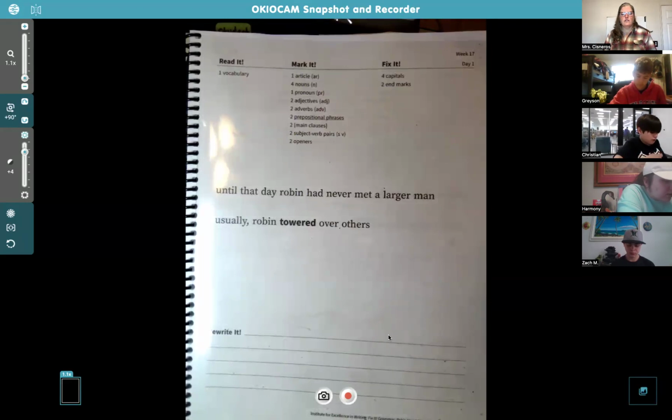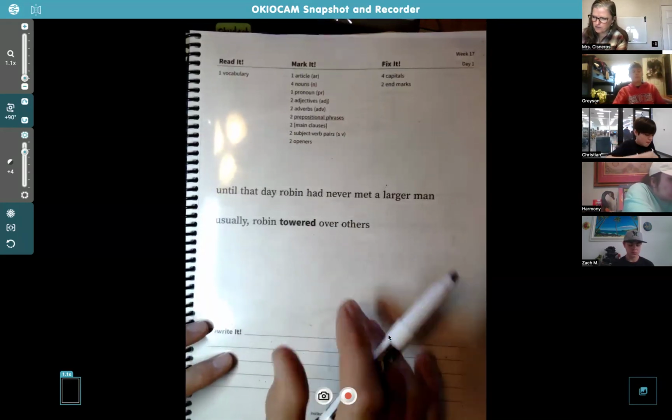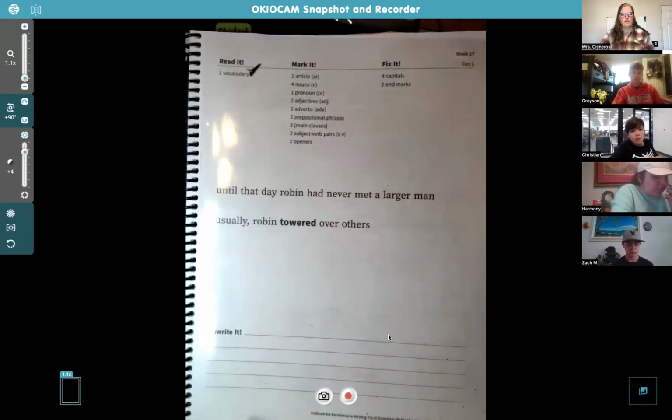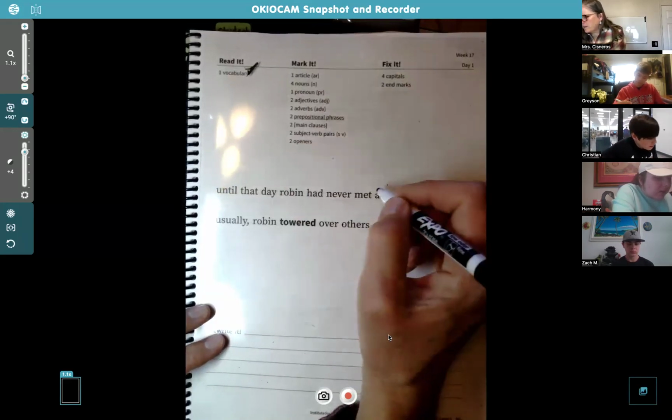The word towered is the vocabulary word. It just means like somebody who's really, really tall. If you know anybody that's over 6 feet tall, like 6'5", 6'6", they just stand way above everybody else. And that's what towered means when you're talking about a person. So Robin was tall, sounds like. There's one article. Go ahead and find the article and mark that.